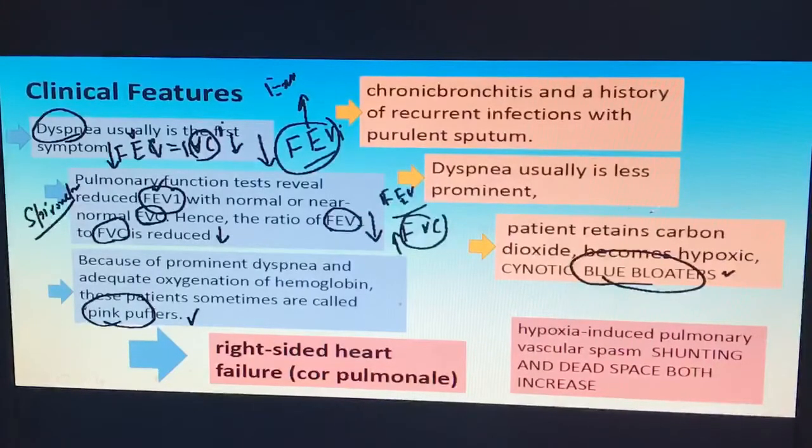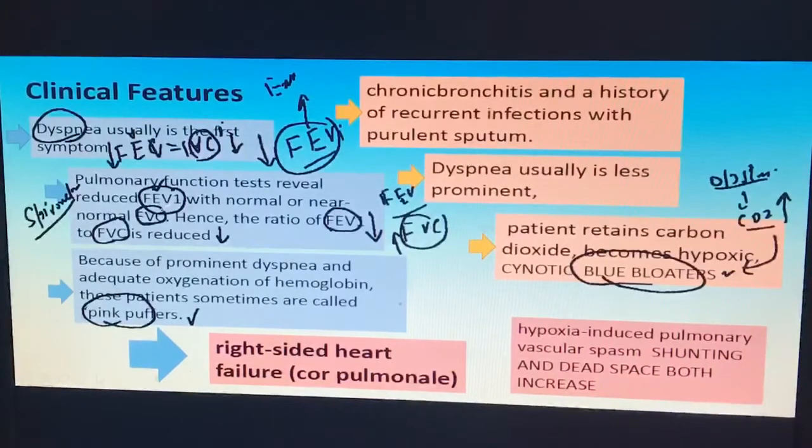Why? Because bronchitis is obstruction of the airway due to mucus plugs. With airway obstruction, what happens? The CO2 inside the body increases. This CO2 gives the cyanotic appearance. That's why there is CO2 retention.